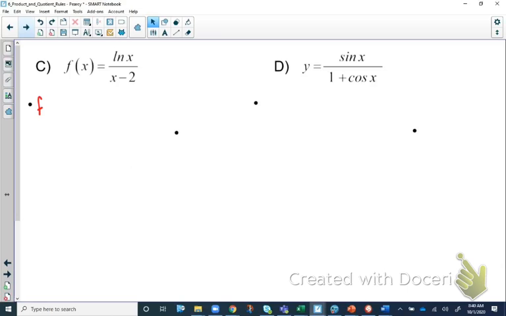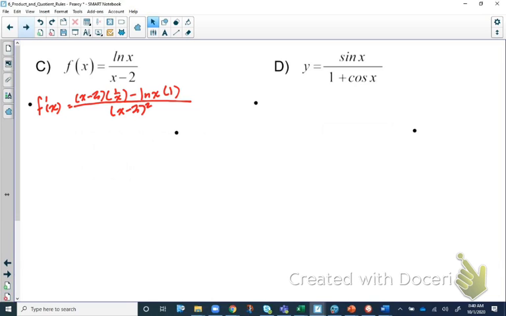So here I'm going to say f prime of x, low d high. So low is x minus 2. The derivative of the numerator would be 1 over x, minus high, natural log of x, times the derivative of the low part, which in this case would just be a 1. And all of that is over low, which would be x minus 2 quantity squared.